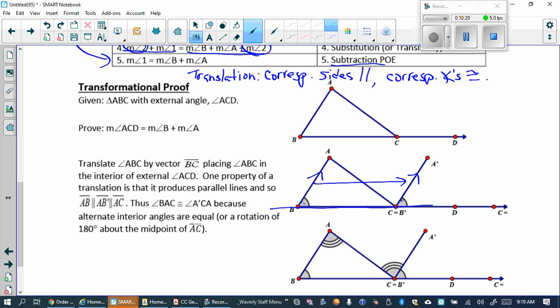Now what about this angle and this angle? Look, corresponding. No, they're not corresponding. Oh, wait.